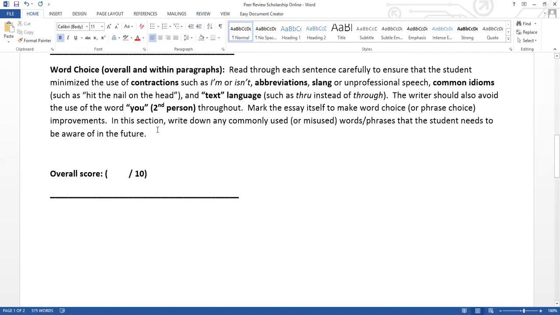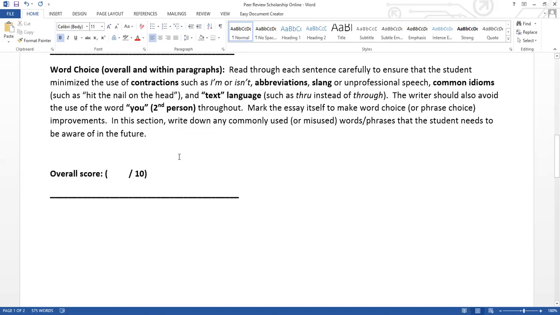Then we also want to avoid the use of the word "you," or second person, throughout. I mentioned this in a previous video. In our college essays we always want to use third person voice, which is like he, she, it, or they. In this particular case, where the professor has asked you to write about your personal life and your personal experiences, it's totally okay to say I and me. We don't want to say you, though.